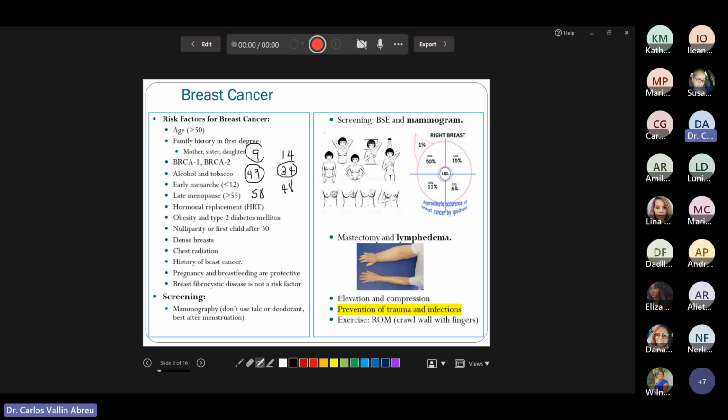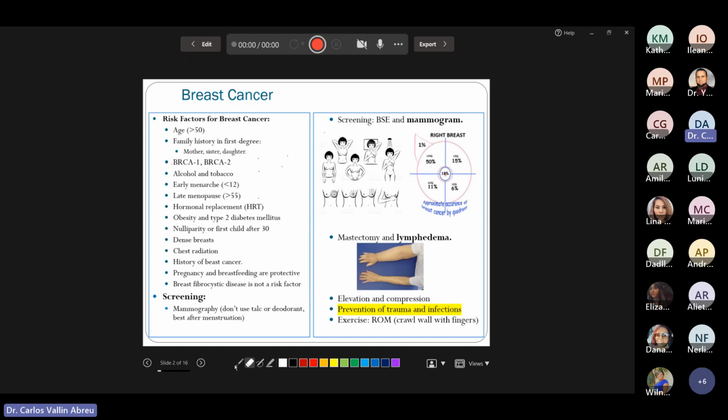So early menarche and late menopause are risk factors. Why? Look at this example. This girl started menstruating at 9 and stopped menstruating at 58, so she was exposed 49 years to estrogens. This girl, this is normal, started menstruating at 14 and stopped at 48, only 34. So it's a big difference, 15 years more receiving estrogens. This is not critical, but it is a risk factor.